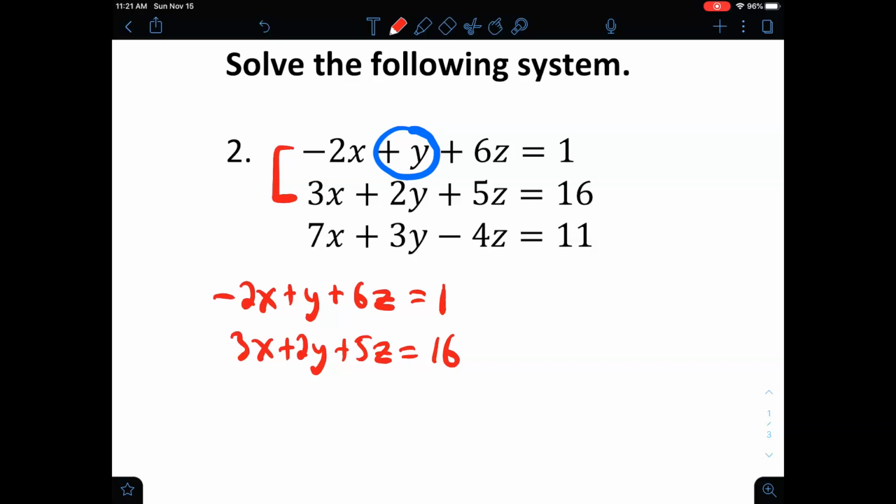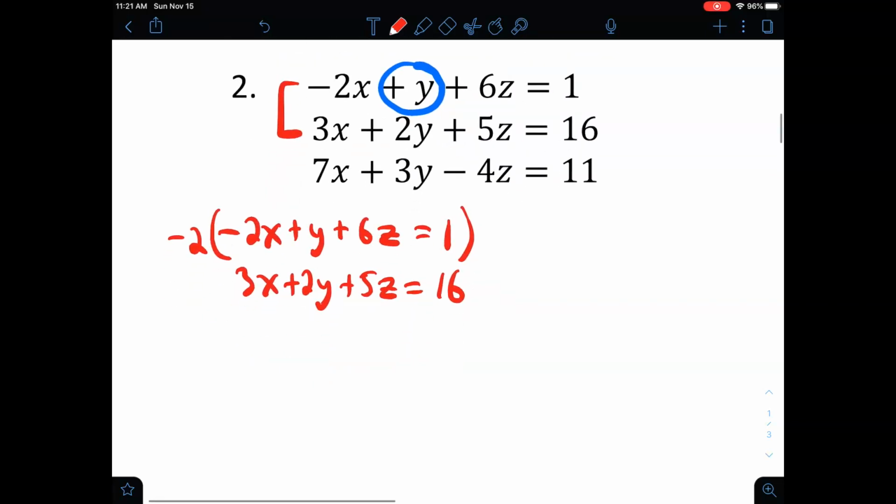So what can I multiply the top equation by to get the opposite of 2y? I can multiply by negative 2, can't I? Yeah, that's going to work. So now we can multiply that negative 2 by everything in the top equation. So we're going to get negative 2 times negative 2x is 4x. Negative 2 times y is negative 2y. Negative 2 times 6z is negative 12z. And that equals negative 2 times 1, which is negative 2. And then write the bottom equation the way it was.